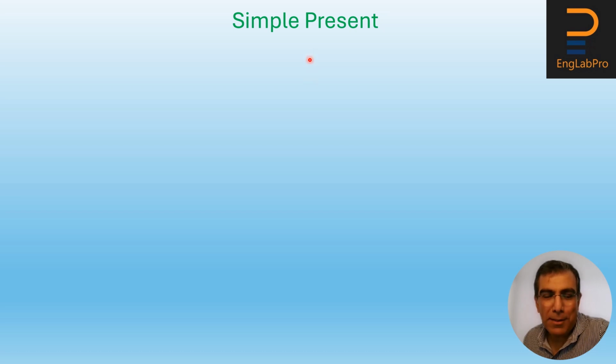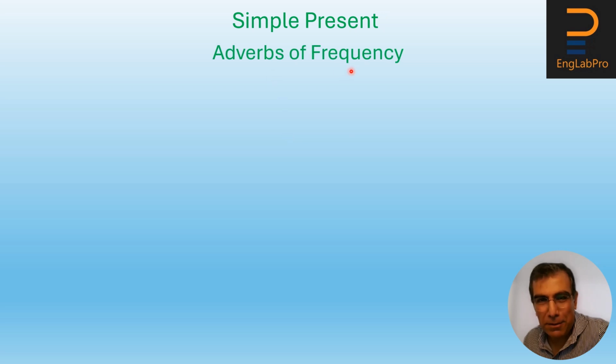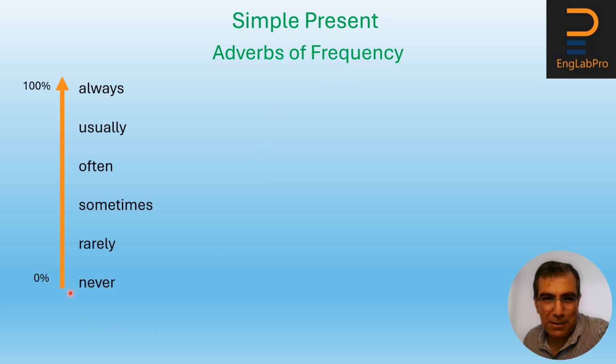There are some words that are normally used with simple present. The first series are adverbs of frequency. Here we have 6 of them that are more common than the others. They are never, rarely, sometimes, often, usually, and always. As you go up this ladder, the frequency of happening also increases. For example, when you say, I never do something, you mean that in 0% of the times you do it.